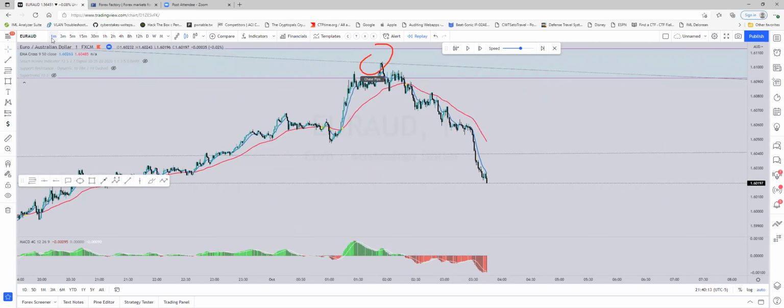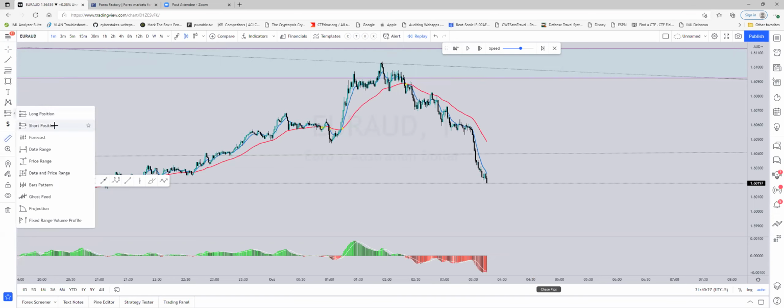You're in a key zone, break the structure, retest, boom. All right, so if you had entered here, watch your stop loss there. So put your little short tool on here and bring it all the way down to your zone.